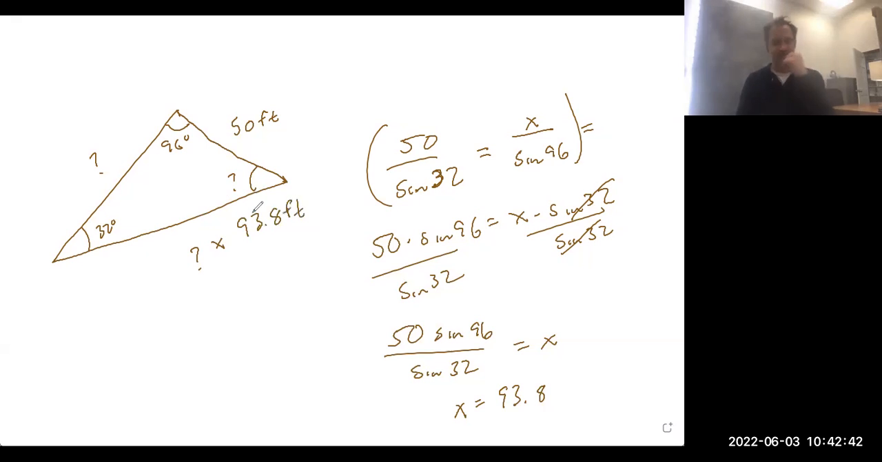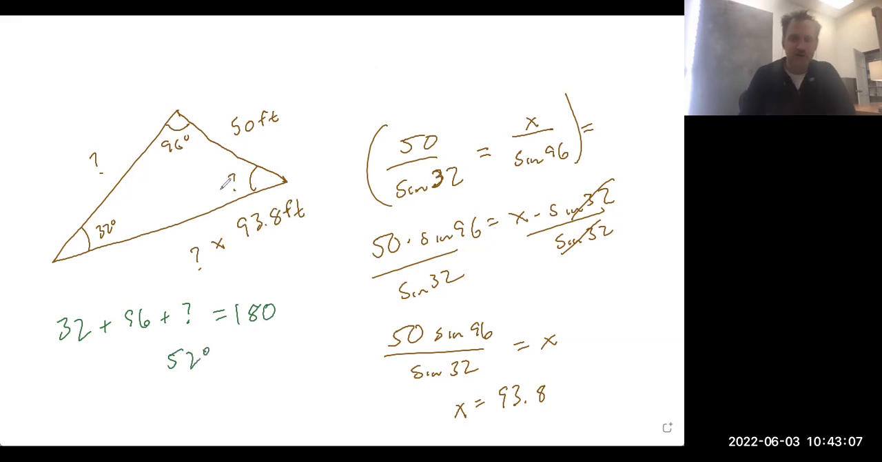Now let's think about this other pair. I can't use the Pythagorean theorem because this is not a right triangle, but I can use the fact that these three angles have to add up to 180. So 32 plus 96 plus question mark has to be 180 degrees. So therefore the missing angle would have to be 52 degrees. So once I've got that pinned down, then I can find this missing side here.